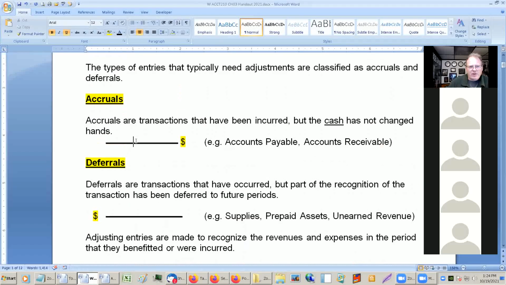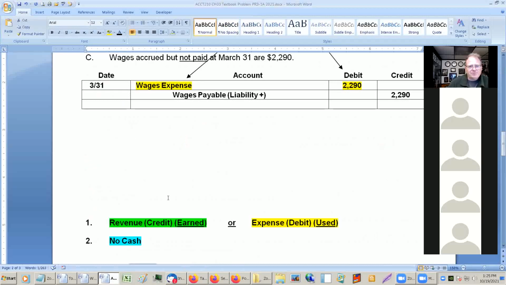So it's kind of like here, we've earned this 16,000, but we haven't got the money yet. We haven't sent out the bills yet for it either. Okay.